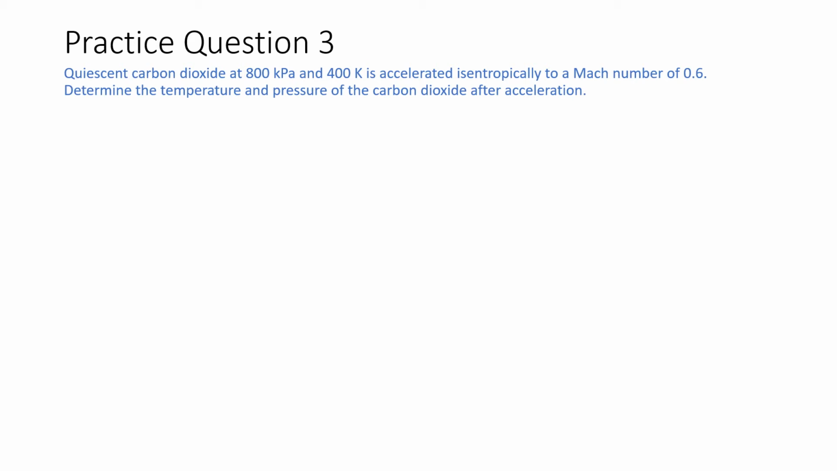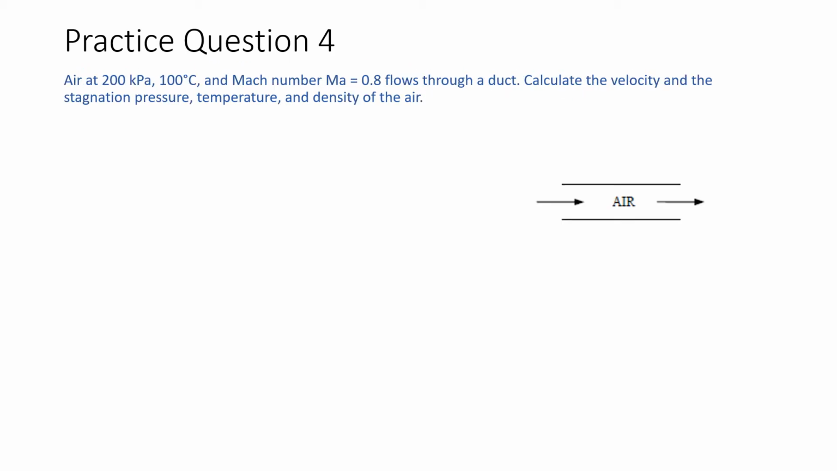And we are going to do two more, questions 4 and 5. So practice question 4 goes: air at 200 kPa pressure, 100 degrees temperature, and Mach number of 0.8 flows through a duct. Calculate the velocity and the stagnation pressure, temperature, and density of air. So we have to find velocity, stagnation pressure, stagnation temperature, stagnation density.